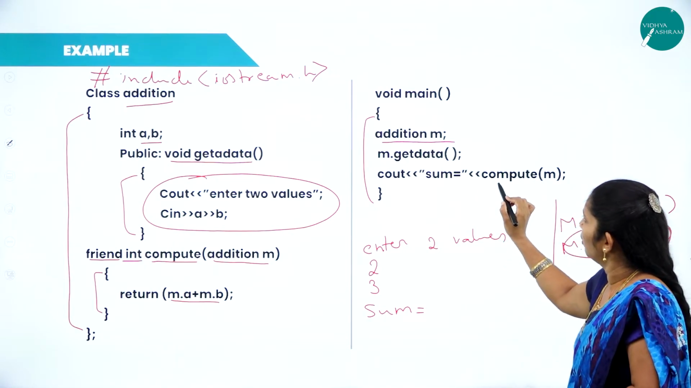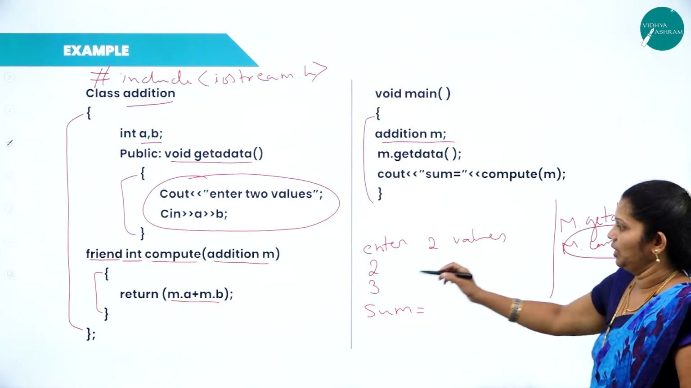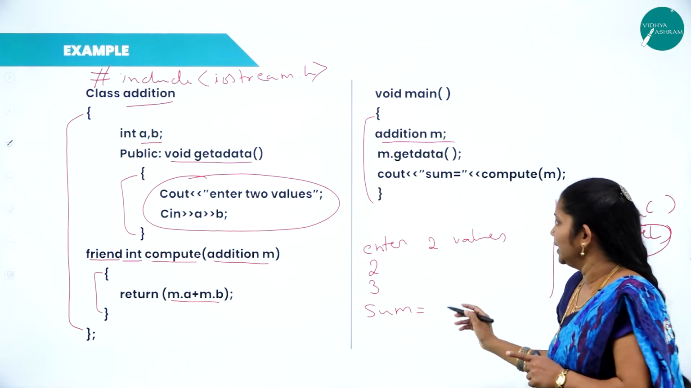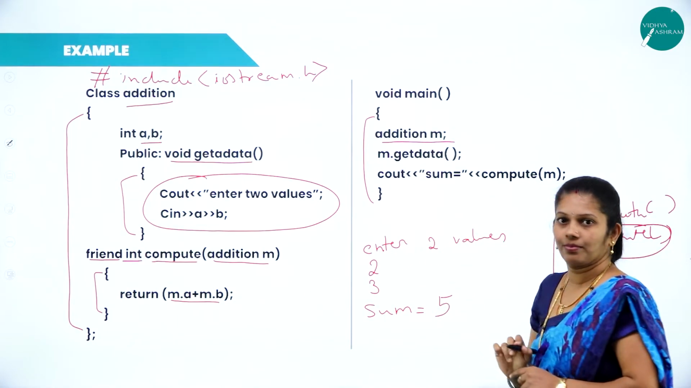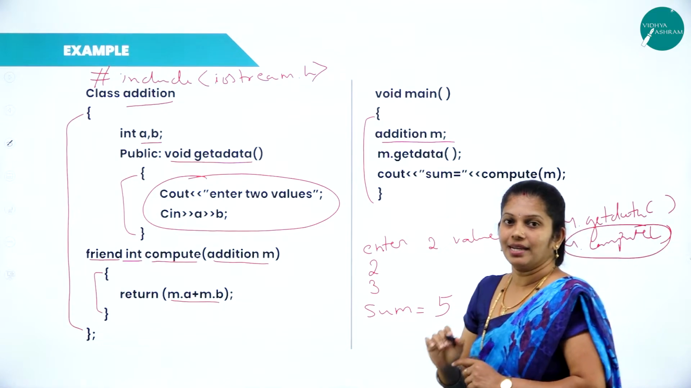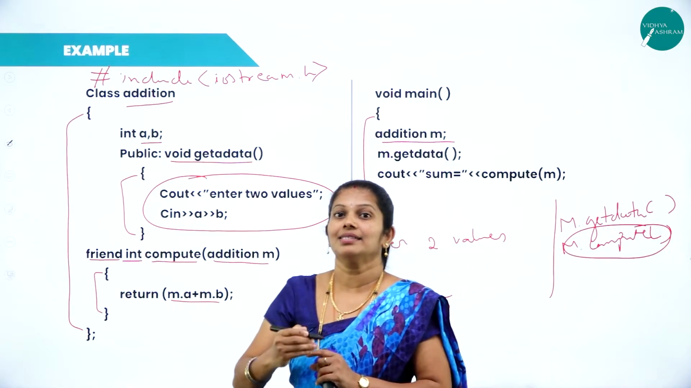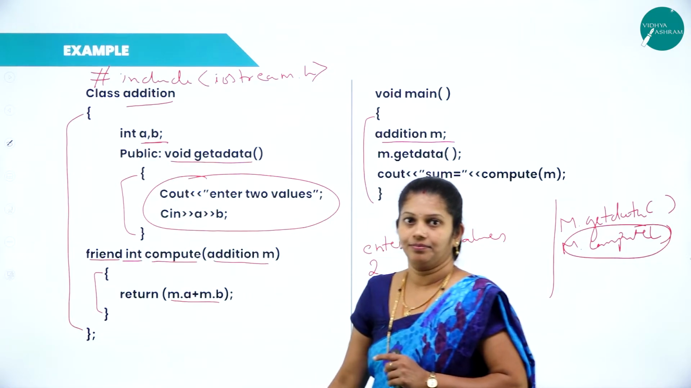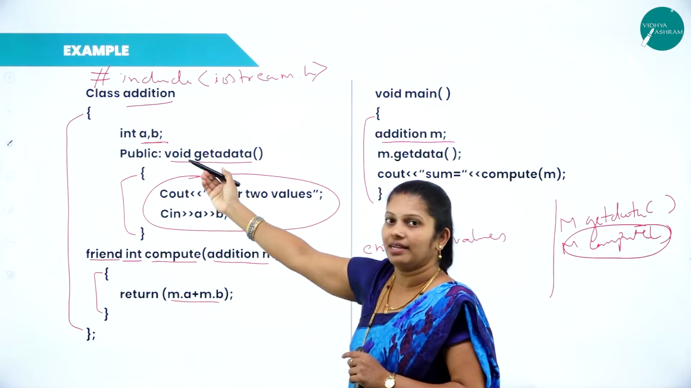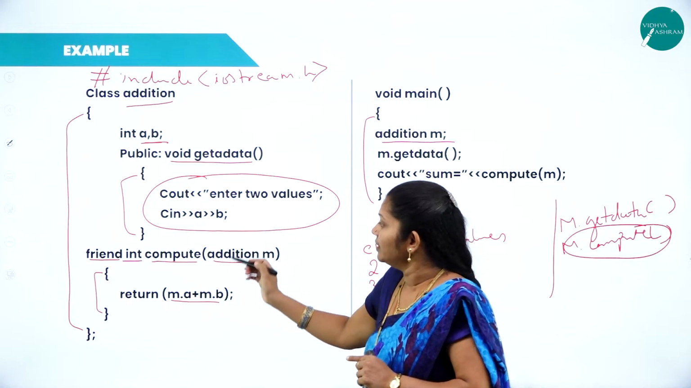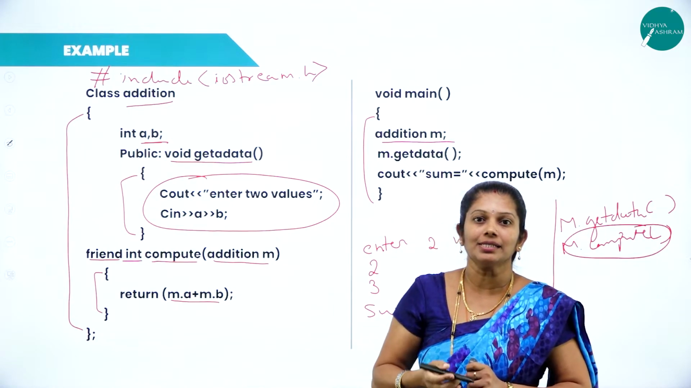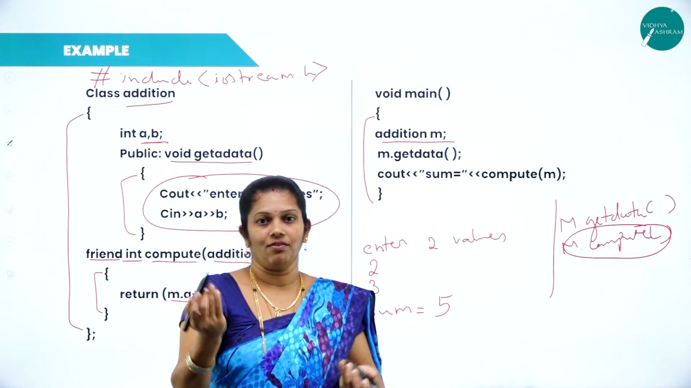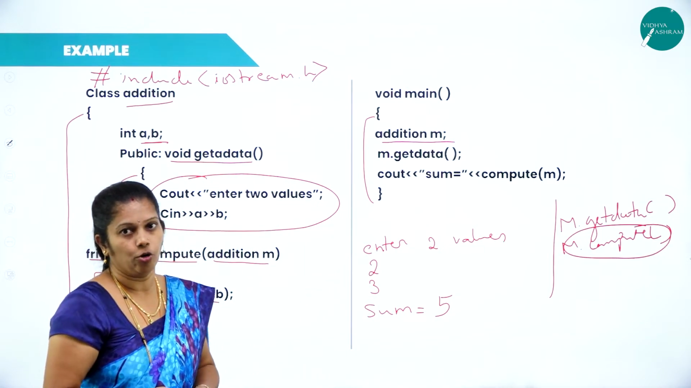Then when I call this compute m function, it will take the values a and b and add them, and the result we are going to get is 5. Now, is it clear? It means that the friend function has the right to access your private data. In the program we declared it as private, but still this friend function is able to access the private data as well as protected data. In the same way, it can access the public data also.